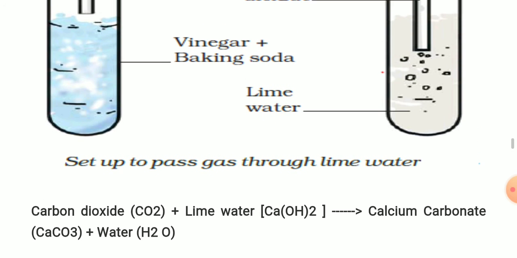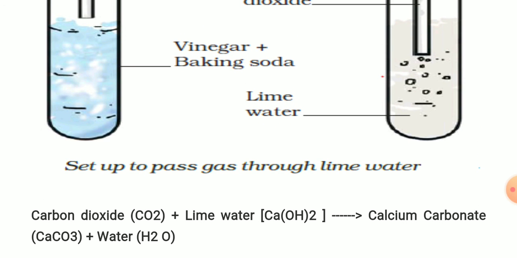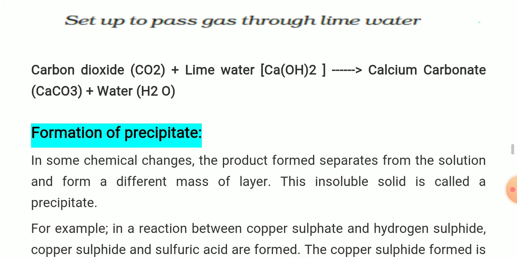The reaction is: carbon dioxide, which is produced in the left side beaker, passes through the connecting pipe into the right side beaker, which contains lime water. Now carbon dioxide reacts with lime water, that is CO2 plus Ca(OH)2. The products formed are calcium carbonate, formula CaCO3, plus water, H2O.